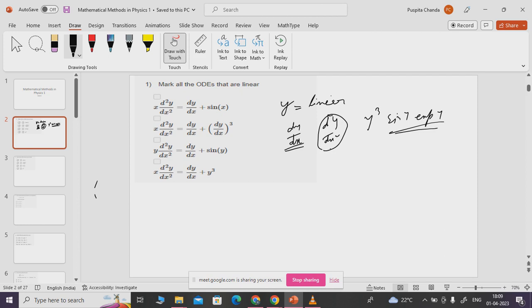So here, at a glance, we can notice that this is not a linear function because it has (dy/dx) to the power cube. This function has sine y and this function has y cube. Only this function is linear.